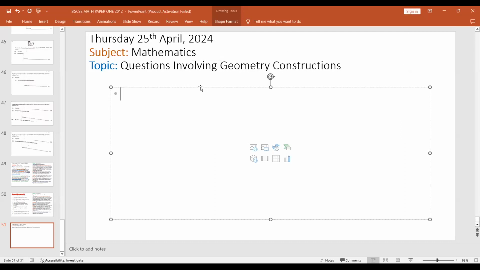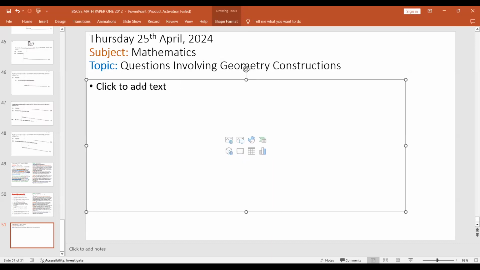All right, so the first thing we're going to do is start off with bisecting of an angle again. So examples.